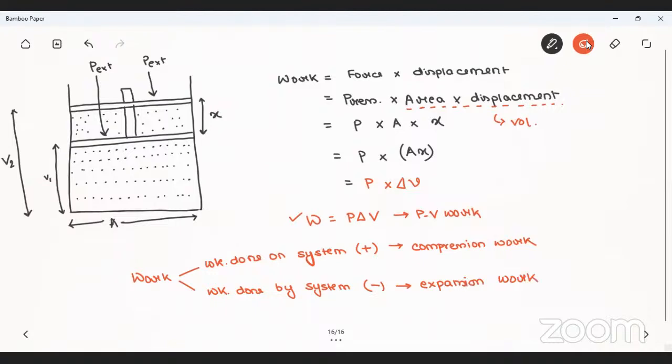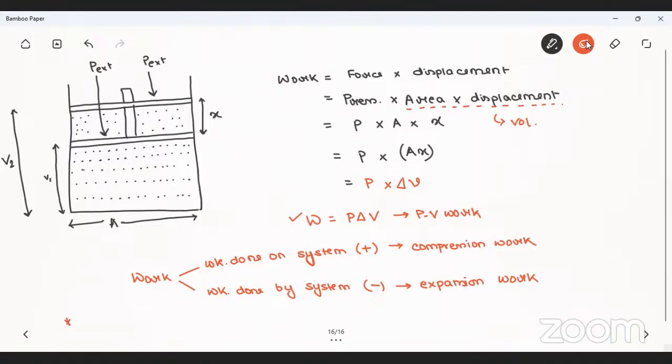What is compression work? You are applying the pressure and the gas is being compressed. What is expansion work? The external pressure is less than the internal pressure, so the gas exerts an outward pressure and expansion of the gas occurs. So expansion work is negative and compression work is positive. Compression work is work done on the system, and expansion work is work done by the system. Is this convention clear?